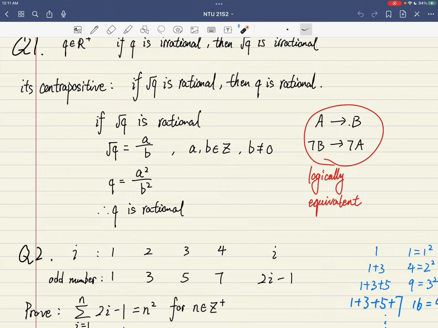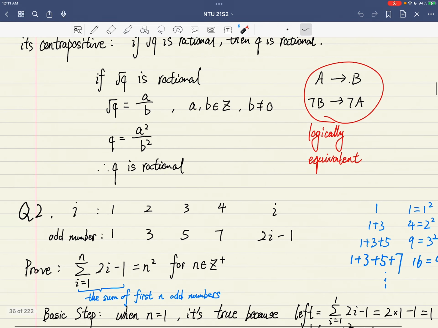So you prove it by proving its contrapositive.